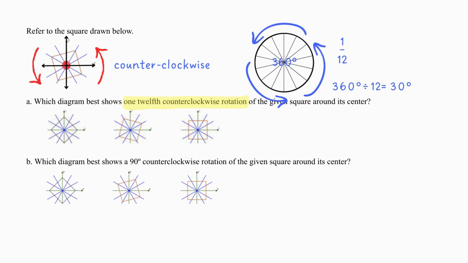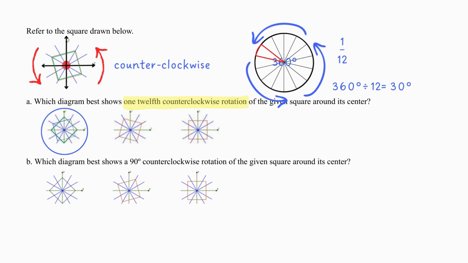We are looking for the square that has been nudged once only to the left, as 1/12 means moving one part only. And counterclockwise indicates the direction of the movement, which is left. Looking at the options, the first option is the right answer, because you can see that the square rotated one part only to the left.